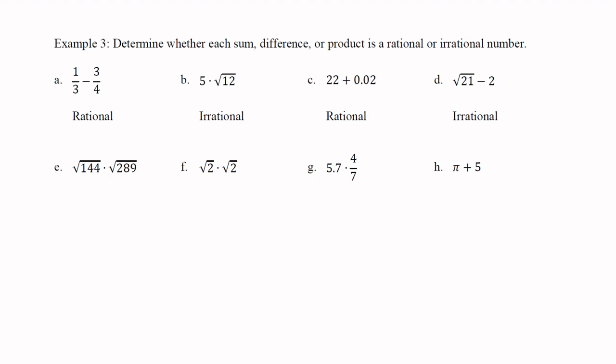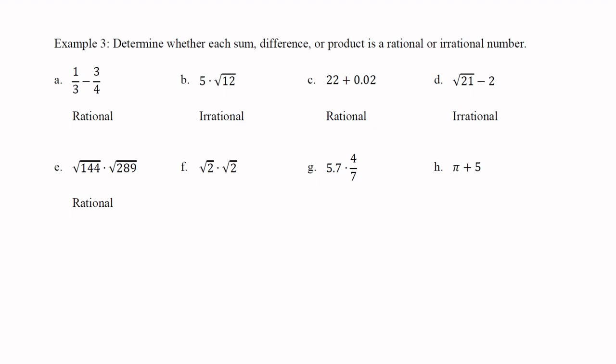All right, E: square root of 144 times the square root of 289. Well, we know from our multiplication tables that the square root of 144 is 12, so that's a rational number. How about the square root of 289? Well, if we put that in our calculator, we find that that's actually a perfect square. It's 17. So we have 12 times 17. We have a rational number times a rational number, and we know that's going to give us a rational number as a result.